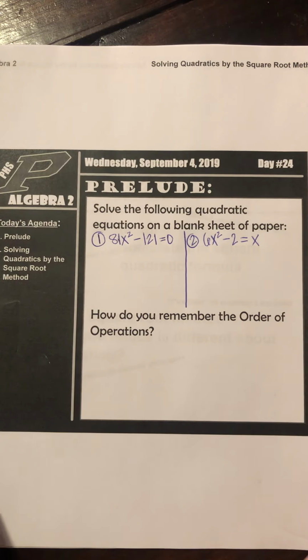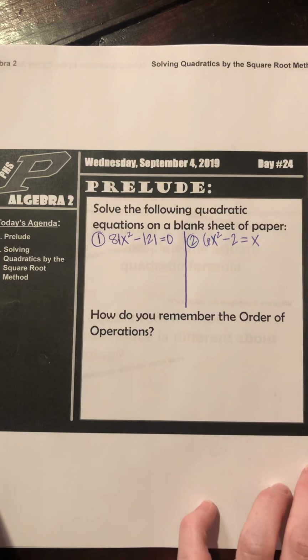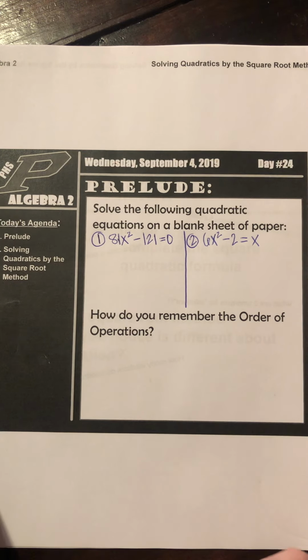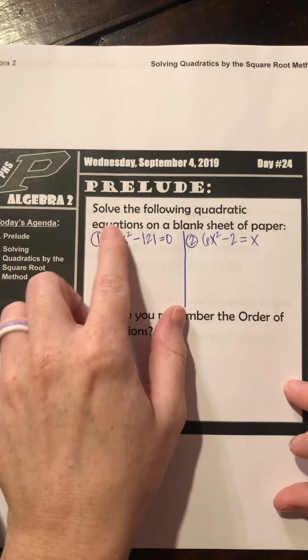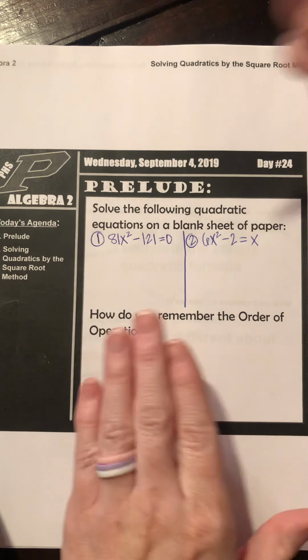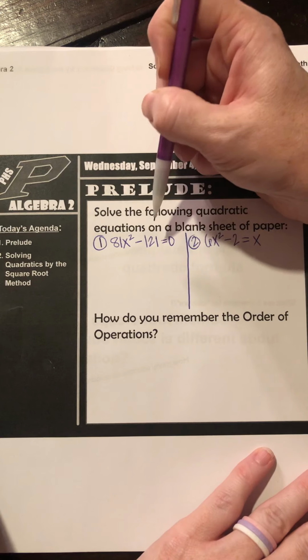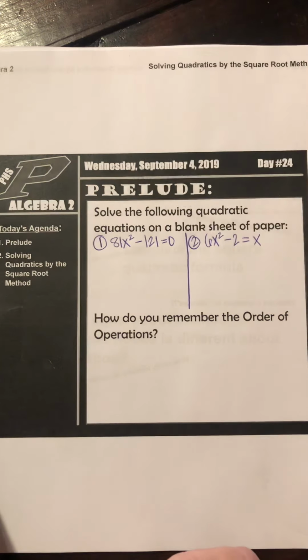All right, so you should have a handout that looks just like this, and it's a packet. It's pretty thick. But if you will, take a minute and write down these two quadratic equations. We have been working on solving quadratic equations by factoring. So we're going to do that one more time right here. Okay? So I have this equation, 81x squared minus 121 equals 0.